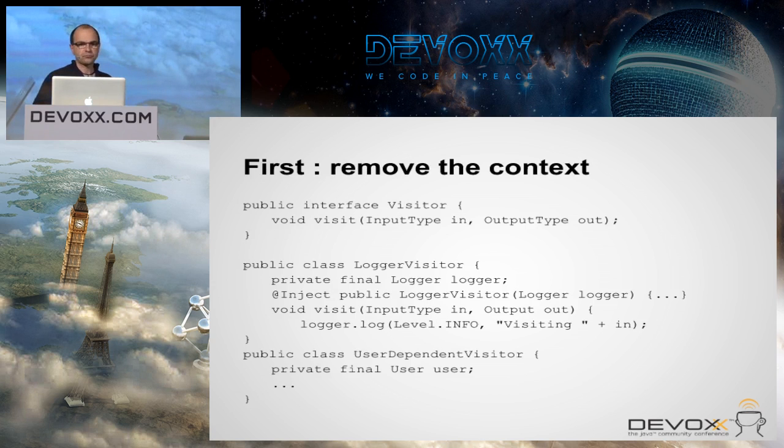So the first thing is to remove the context. Come back to the original type and have the visitor interface just take the mandatory, the bare minimum parameters it needs to fulfill its task.